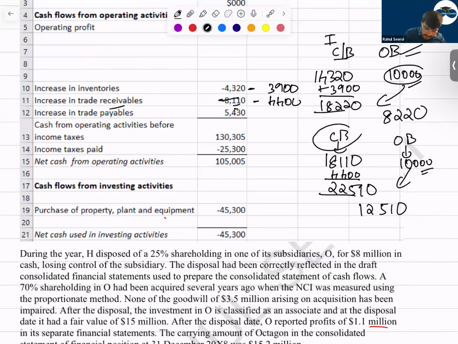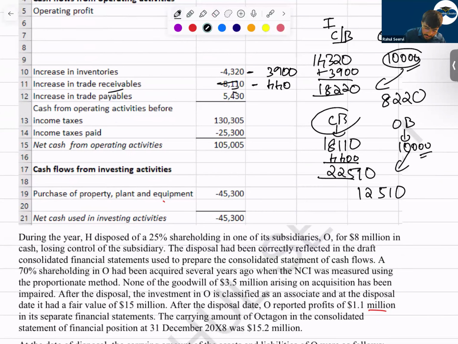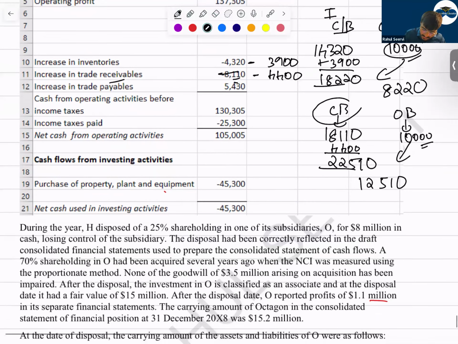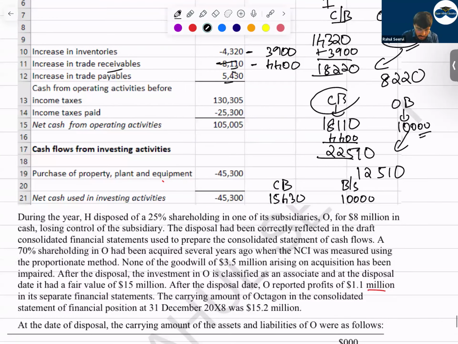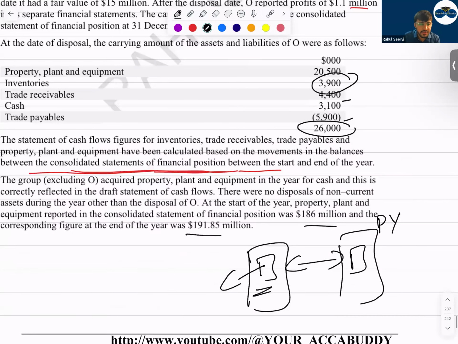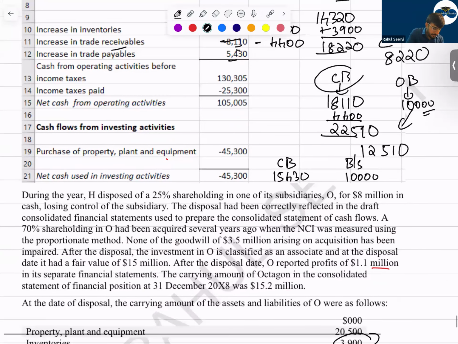For payable, can I say my payable is increasing? When will I say my payable will increase? Payable will increase when the closing balance is more and the opening balance is less. So I say 10,000 here and it is 15,430, random numbers so that the difference comes in. So I'm getting 5,430. Now see how much is the payable here. My payable is 5,900, the payable for the subsidiary. So I'll add this 5,900 here. 15,430 plus 5,900 is 21,330, minus 10,000, it's 11,330. So I have to increase this. So what will I do? I will plus 5,900 here.